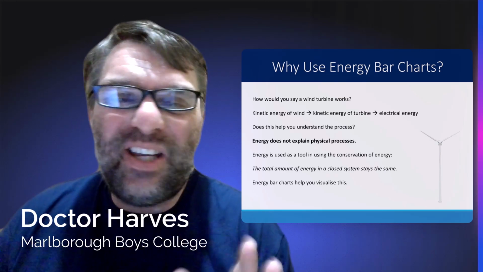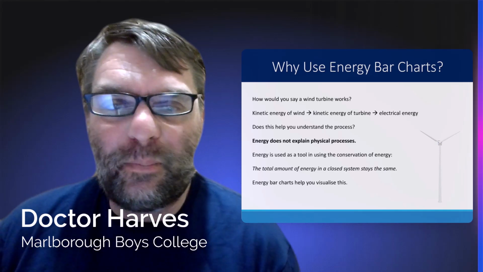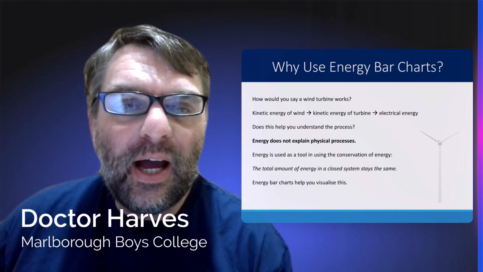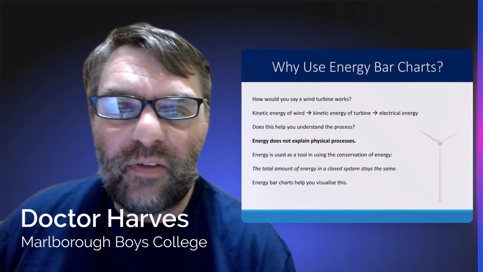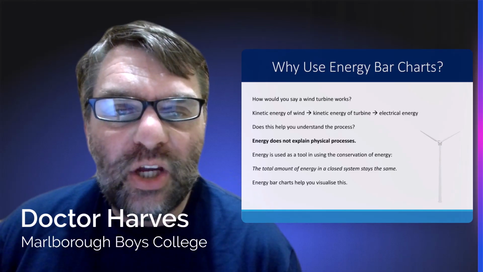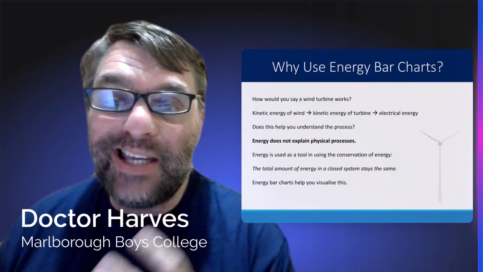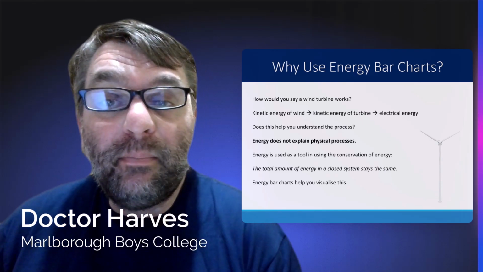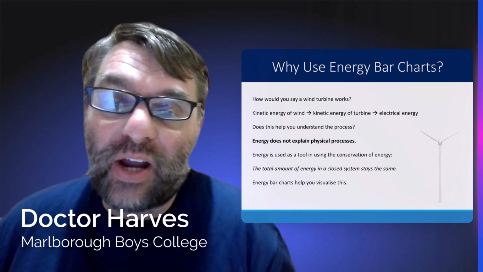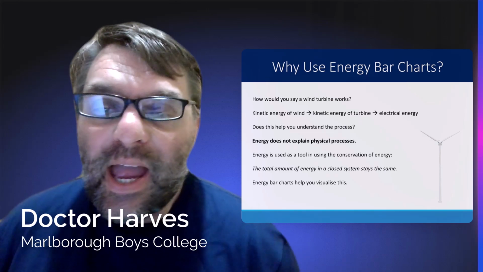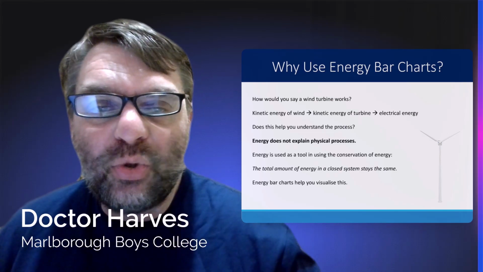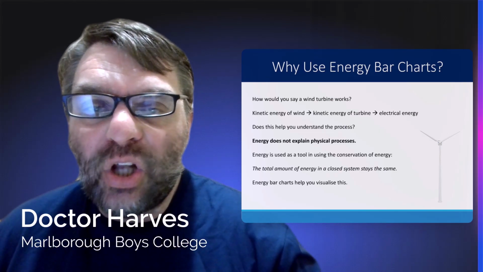Well, energy really doesn't explain physical processes. We use energy as a tool in physics using the idea of conservation of energy. And the idea, of course, is that the total amount of energy in a closed system stays the same in terms of energy transformation. So energy is basically being transformed into different forms. And energy bar charts, or LOL charts as it's also known, help you visualize this.